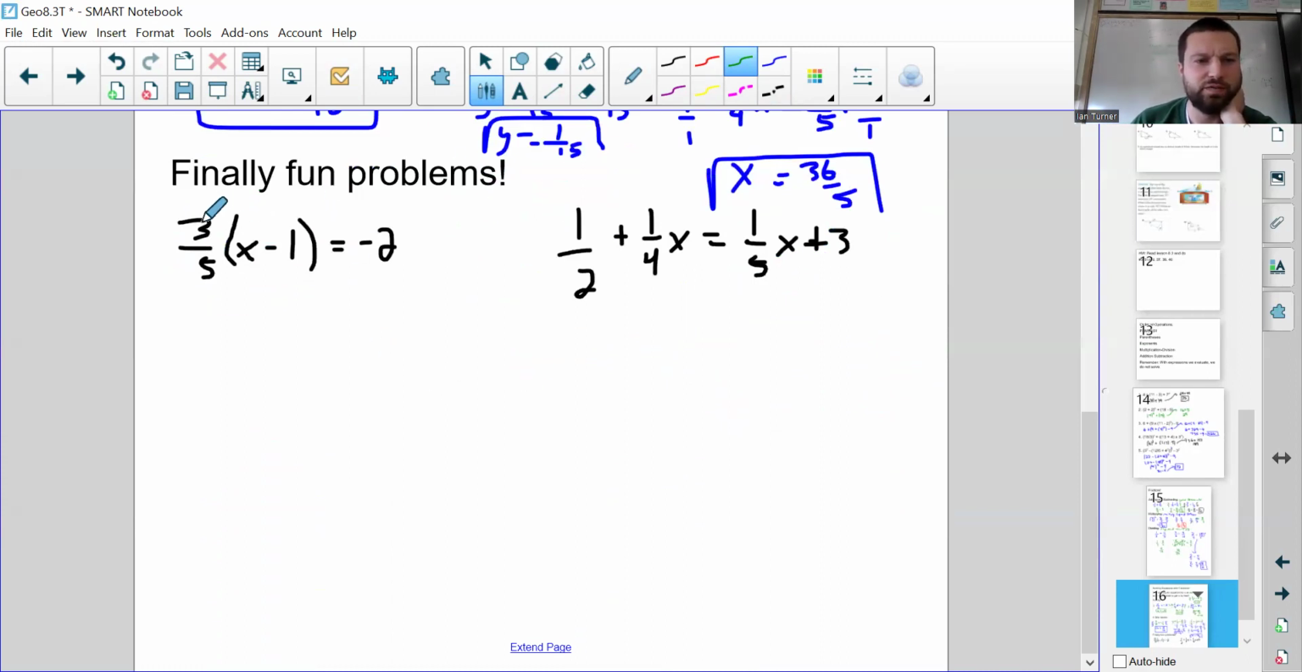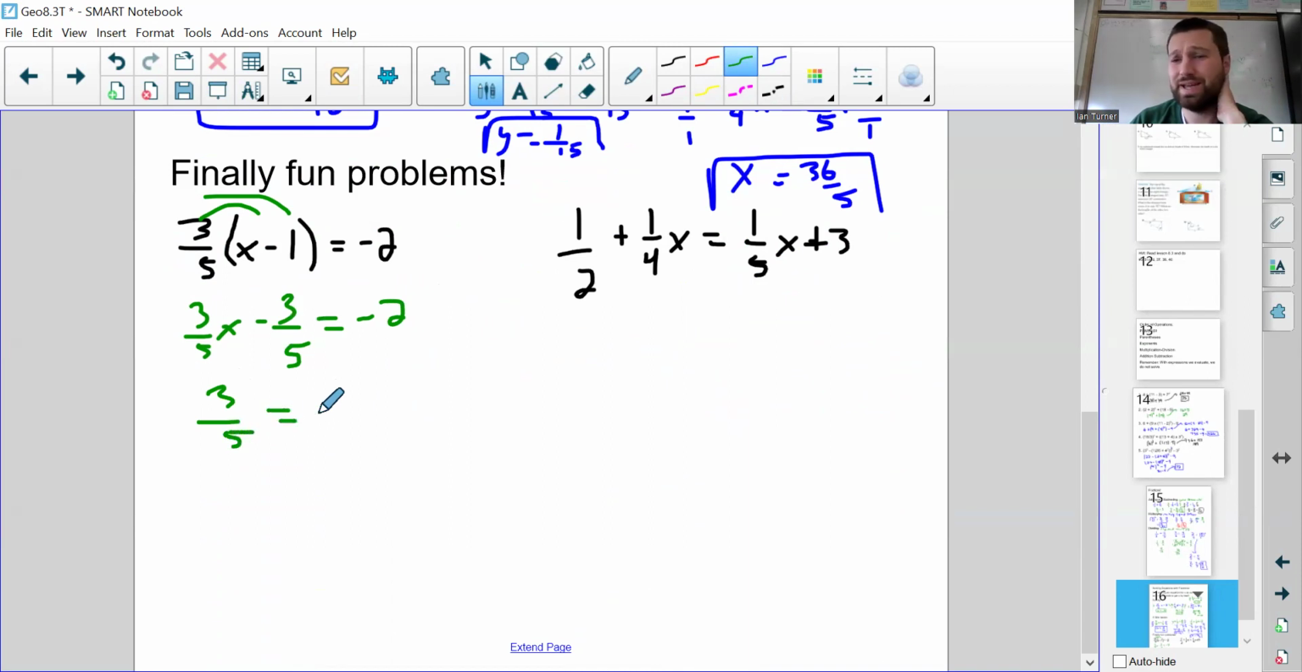Okay, now we're getting to the fun stuff. So let's distribute here, get rid of the parentheses, and we get 3/5 x minus 3/5 equals -2. So now we need to add 3/5 to both sides. Now we already said -2 turned into fifths is -10/5. And then we had to add 3/5 to both sides.